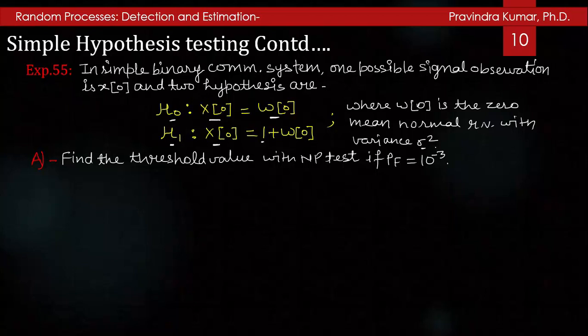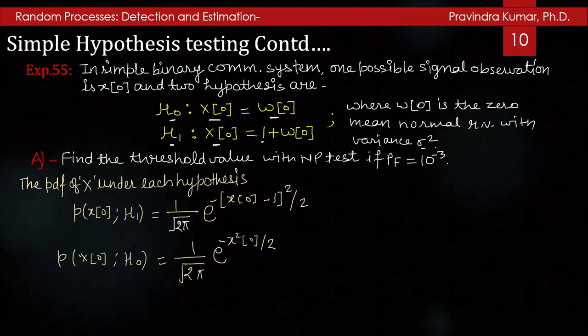You have to find the threshold value with the NP test if the probability of false alarm is 10 to the power minus 3. To find the threshold value, you know the PDF of the random variable x under each hypothesis. Under hypothesis H1 the PDF will be 1 upon root 2 pi e to the power minus (x naught minus 1) whole square upon 2, and under hypothesis H0 the PDF of the observation will be 1 upon root 2 pi e to the power minus x naught square by 2.